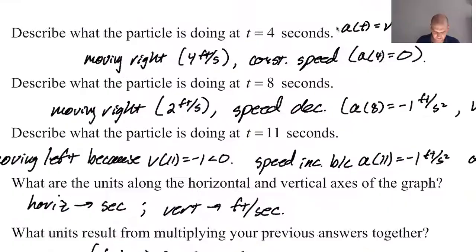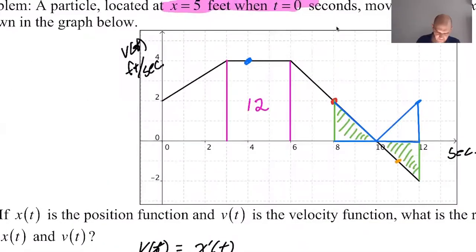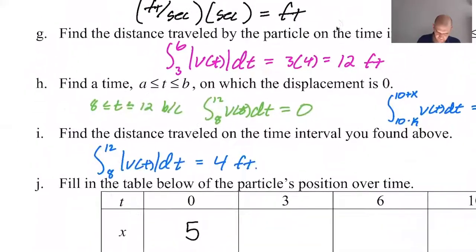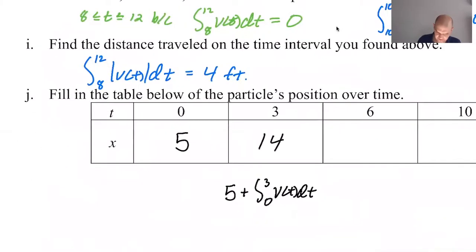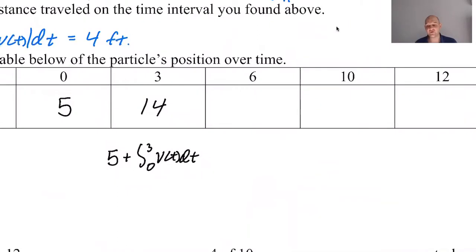So let's see what the integral from 0 to 3 is. I'm going to say that this is 6, and then this is half of 6. So overall, you get 6 plus 3, so you get 9. So that's going to be 5 plus 9 is 14. Okay, so now if I want to know where I'm at 6, I have 2 options.